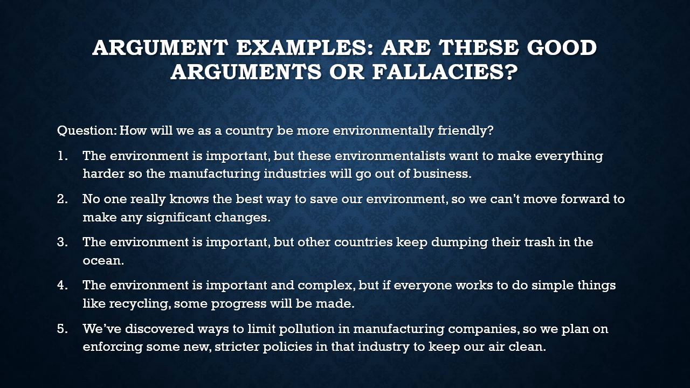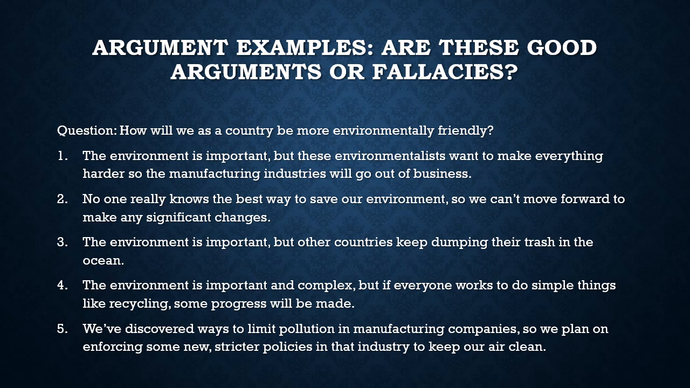Number 1, the environment is important, but these environmentalists want to make everything harder so the manufacturing industries will go out of business. Here we see that they are basically avoiding the topic a little bit by pointing to environmentalists and whatnot, so they're using a red herring as well as just making it about the other person and bashing them. So that is going to be a fallacy.